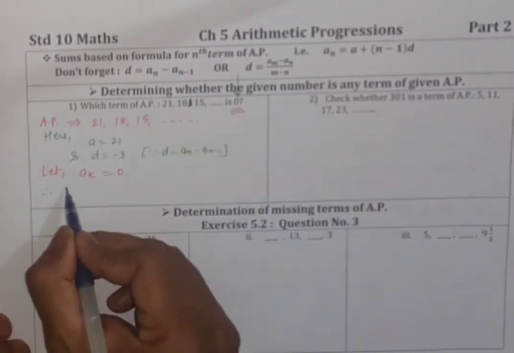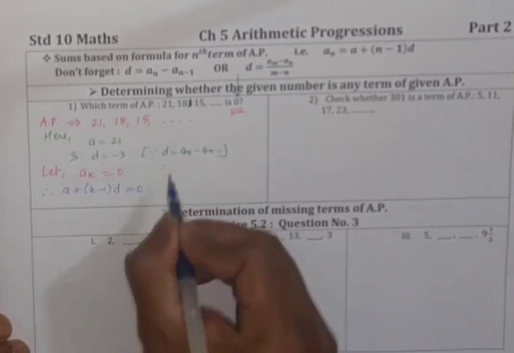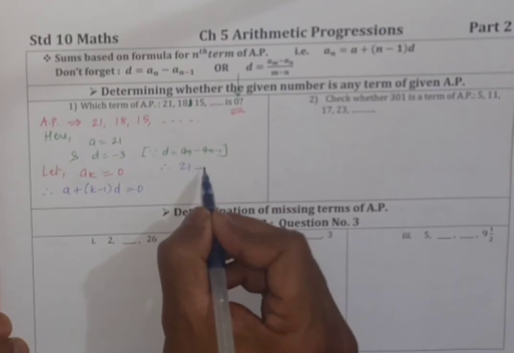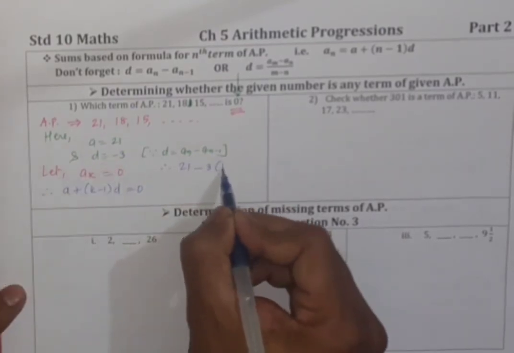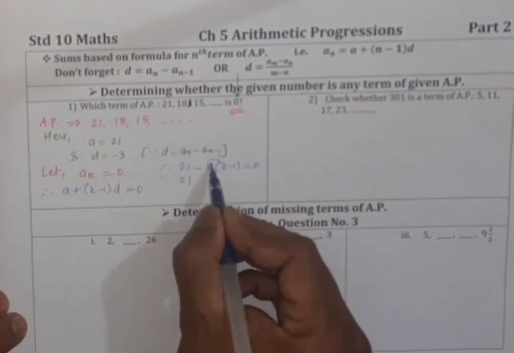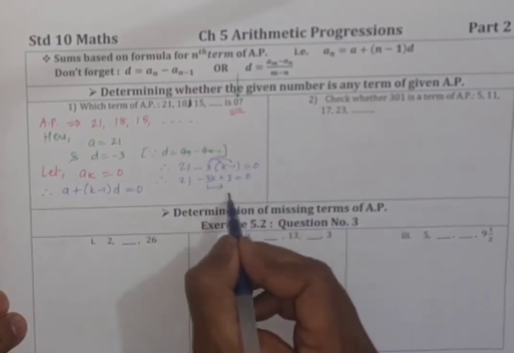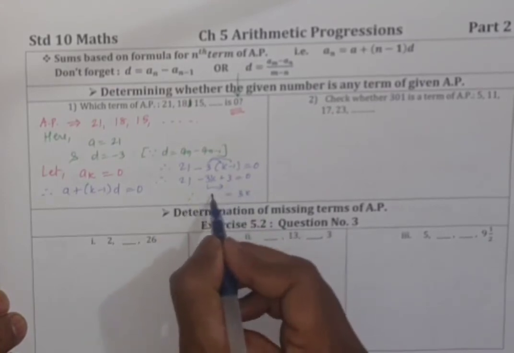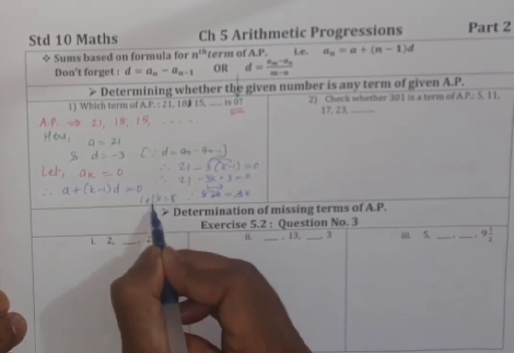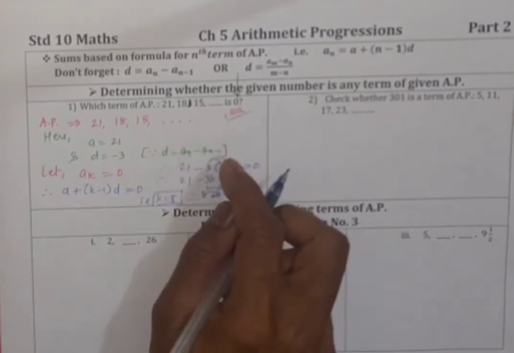Okay. Now AK is what? A plus K minus 1 into D is equal to 0. Therefore, what is the value of A? 21. What is the value of D? Negative. So this becomes plus minus and minus 3, and in brackets K minus 1, that is equal to 0. Therefore, 21, distribute, minus 3K plus 3 is equal to 0. Minus 3K is negative so take it to the other side, plus 3K, and 21 plus 3 is 24. 3 ones are 3, 8s are, i.e. K is equal to 8. Yes, which term? 8th term. 8th term of this AP will be 0.